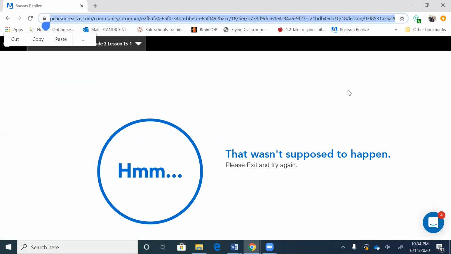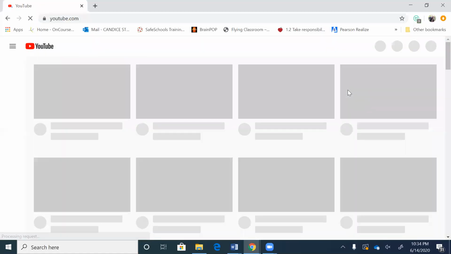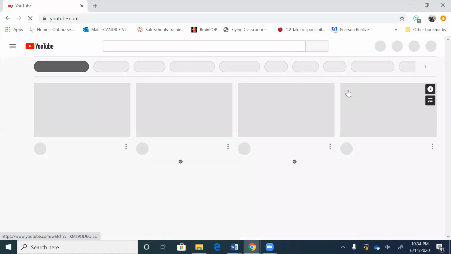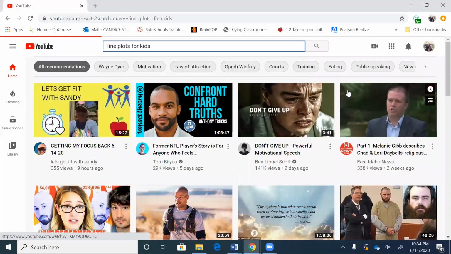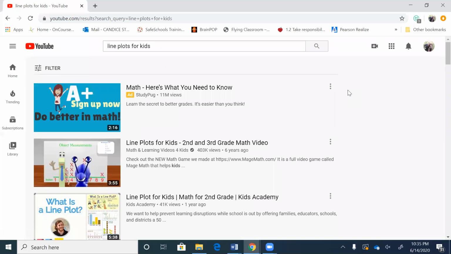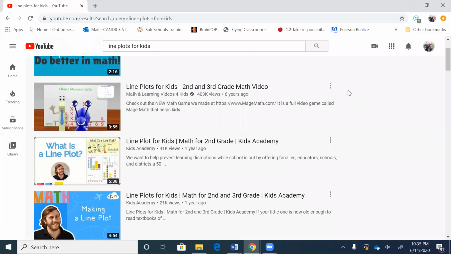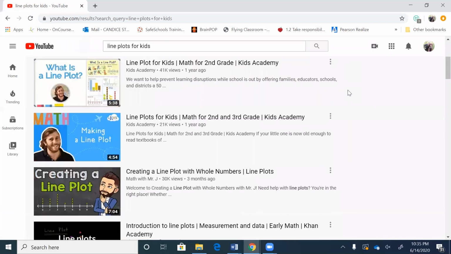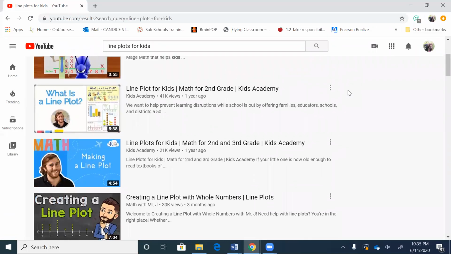All right, so here's what I'm gonna do. I'm gonna show you a video about line plots. Line plots for kids. Okay, now obviously this isn't the way that I would like to teach it, but tomorrow on Zoom, we will do lesson 15-1. All right, let's check out making a line plot.